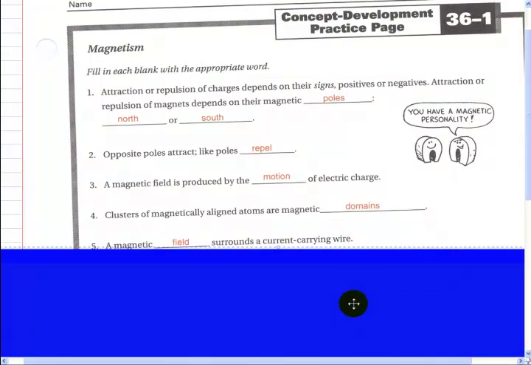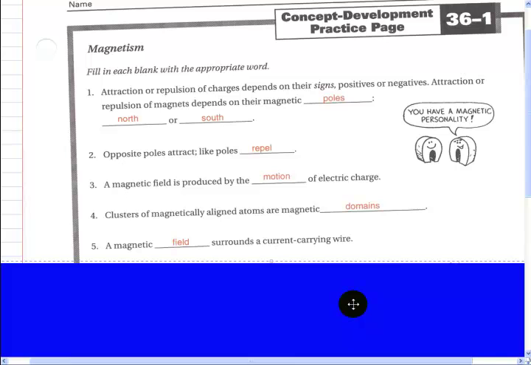Number 5, a magnetic blank surrounds a current-carrying wire. A magnetic field. And in today's little mini lab, you're going to see what some of those field lines look like. Because magnetic fields, kind of like electric fields, surround a source of magnetism, yeah? And magnetic fields can do useful things in real life, like float trains, transfer data to your really cool iPod video, etc.